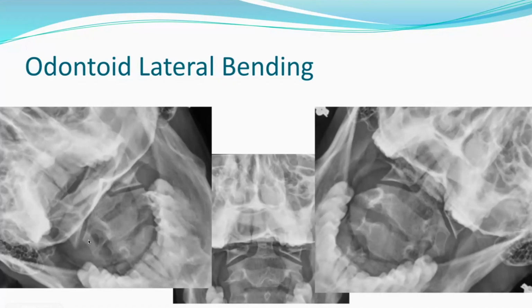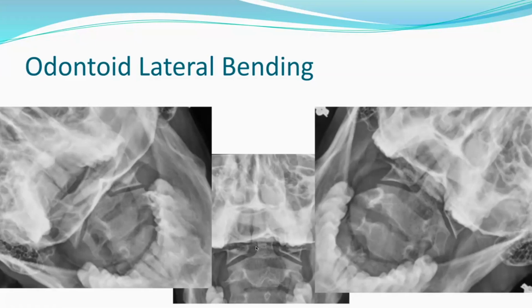The other thing we look at is the space between that articular pillar and the dens. And the space on the left is quite small. It's larger on the right. In the middle of the screen is the neutral. And even in the neutral, there's a little asymmetry in that space left to right.